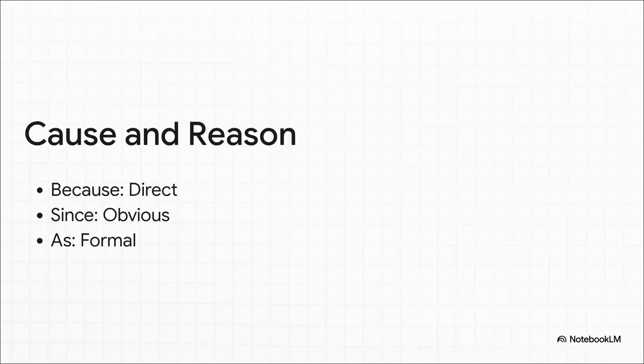First up, cause and reason. When you're explaining why something happened, you might think because, since, and as are basically interchangeable. Actually, choosing between them depends entirely on how direct or formal you want to be. Because is your heavy hitter. It's the strongest, most direct way to give a reason. Since is just slightly softer. It's perfect when the reason is already pretty obvious to everyone. And as, well, that's your go-to for more formal, elegant writing.